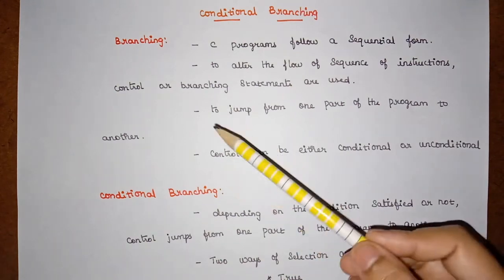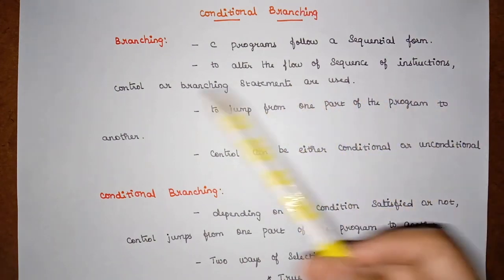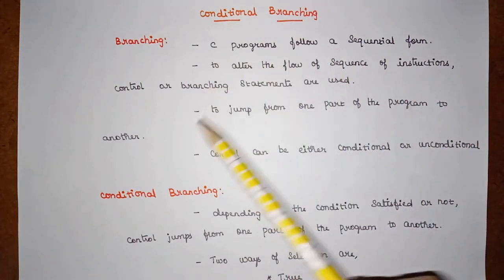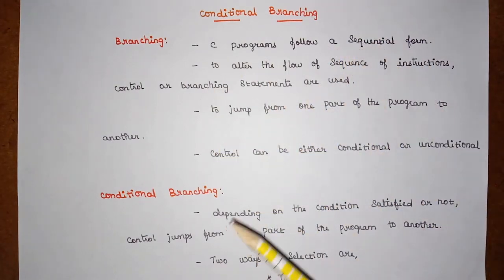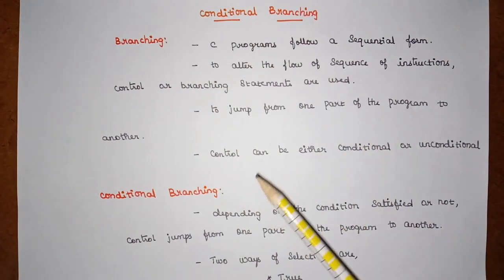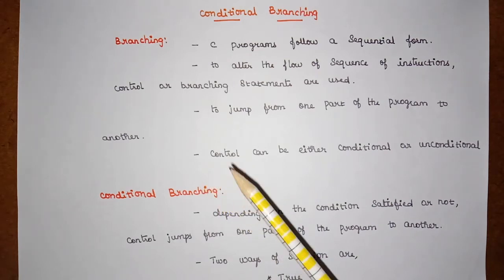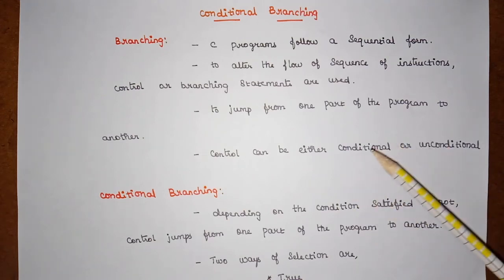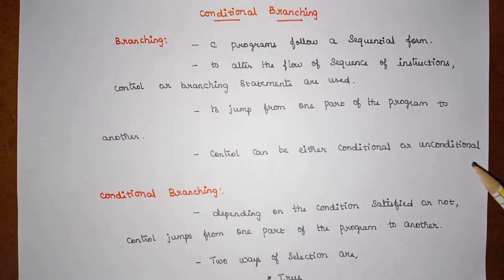In order to alter the flow of the sequence of instructions, control or branching statements are used. Also we can say they are used to jump from one part of the program to another part. Here, when we say control statement, this control can either be a conditional control or an unconditional control. That is, the jump can be based on a conditional statement or an unconditional statement. So it is either a conditional jump or an unconditional jump.